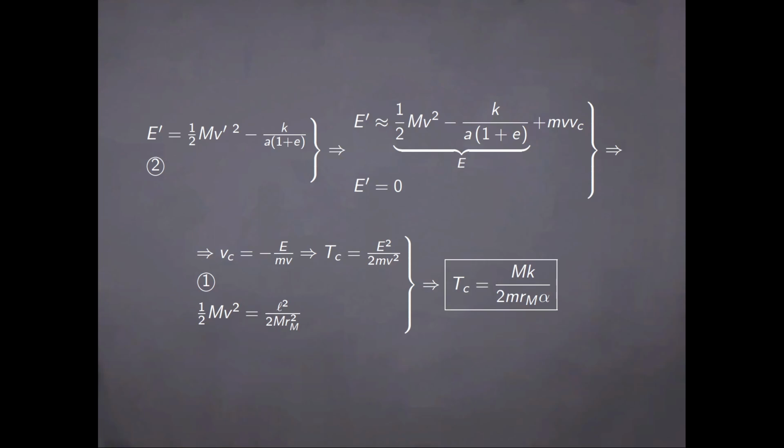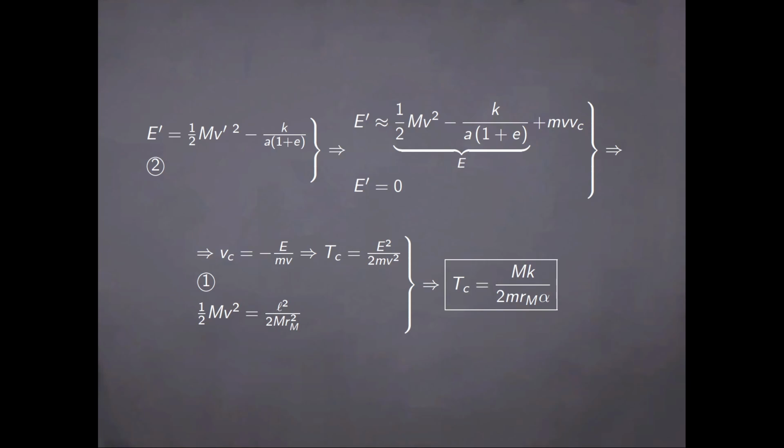And then if we wanted this energy to correspond to a parabolic motion, this quantity has to be equal to 0. And then from this we can solve for the velocity of the comet to obtain the expression here. And then it follows immediately that the kinetic energy of the comet is just the square of this quantity divided by 2 times the mass of the comet.